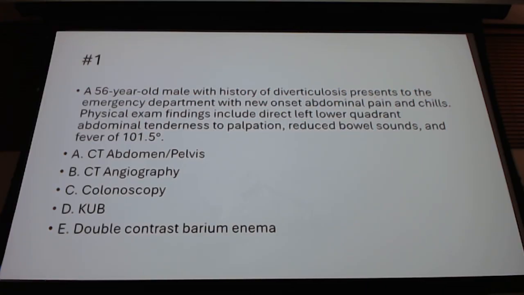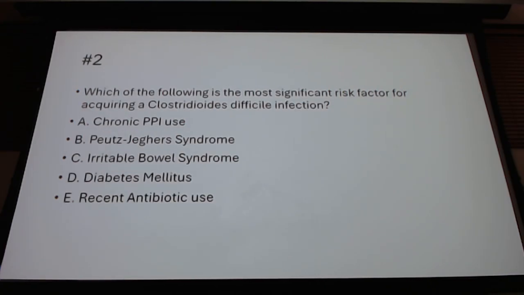Did I ever talk about CT angiography so far? No. I did talk about colonoscopies. I did talk about double contrast enemas. KUBs are worthless unless you're looking for constipation. But what are you going to use to diagnose this? It's going to be a CT, abdomen, pelvis, with or without contrast? With contrast.